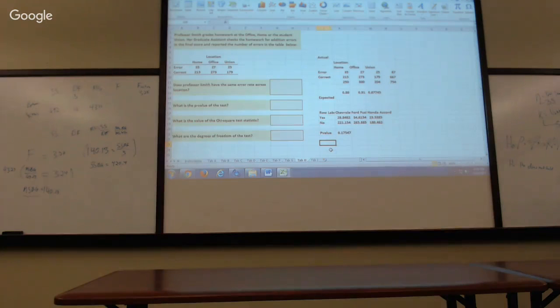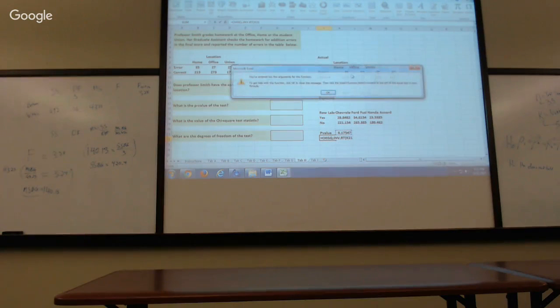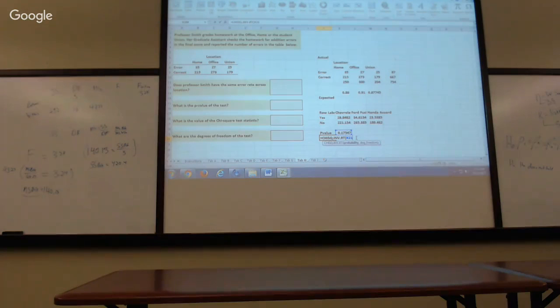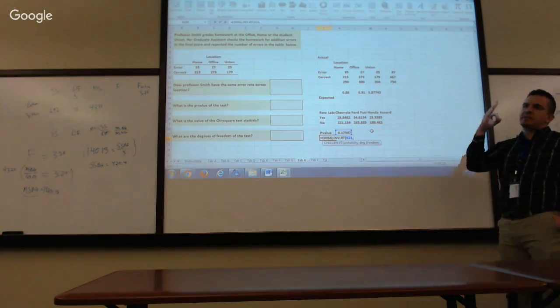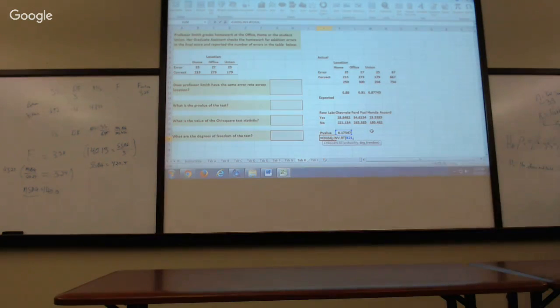Chi-square dot inv dot rt, to get your actual value. Degrees of freedom. Let me see. It's in the book somewhere. You said it was k. Degrees of freedom is k minus 1. So k is the number of factors. Here we have 3 factors. So 3 minus 1, our degrees of freedom is going to be 2.